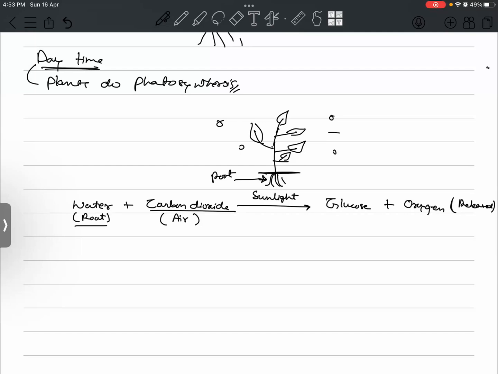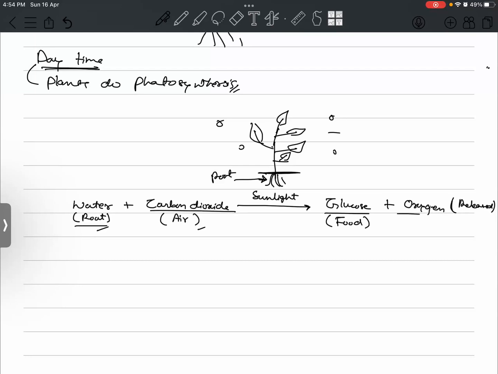During night time, there will be no photosynthesis. Why? Because they won't be getting sunlight. Sunlight is available during daytime only. That's why this process is happening during daytime. So plants take up the water and carbon dioxide during daytime, and they make glucose. That is the food.